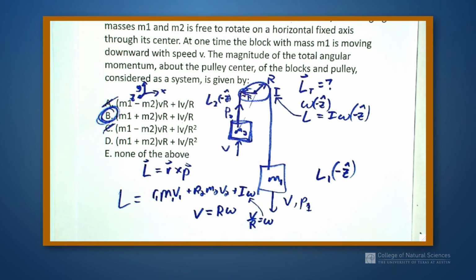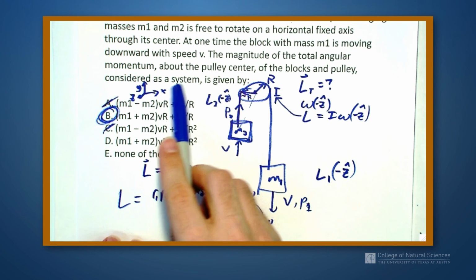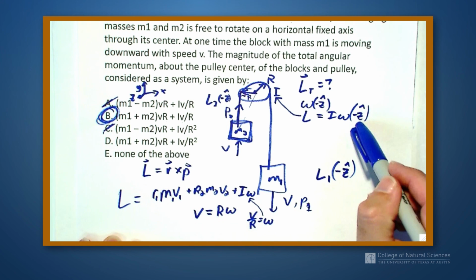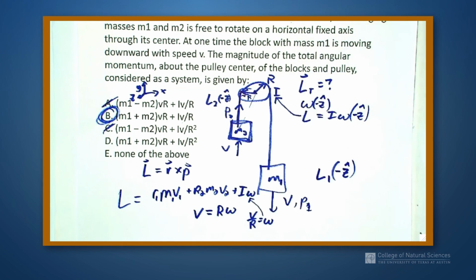And I can actually do one better on here. They give me that it's a magnitude of this value, but I also know that it's directed into the page. That's the direction of that vector.